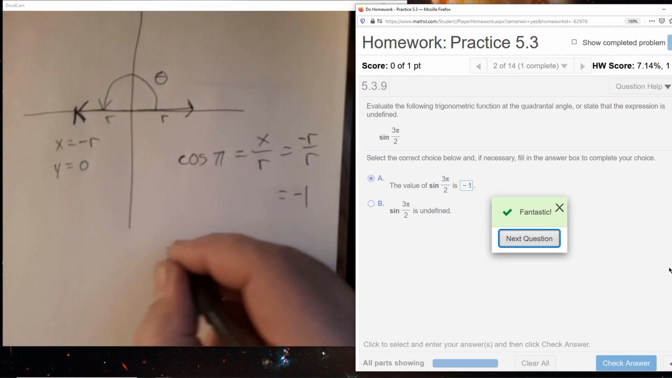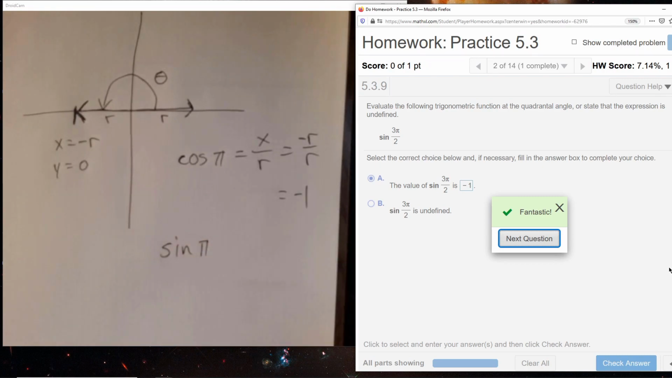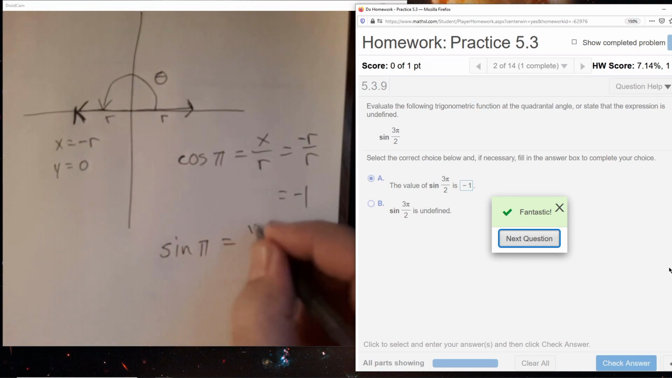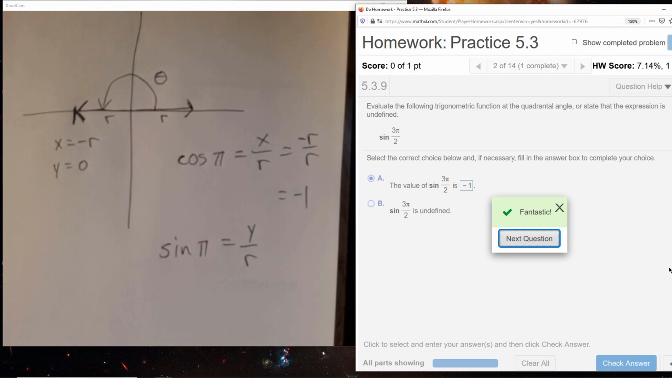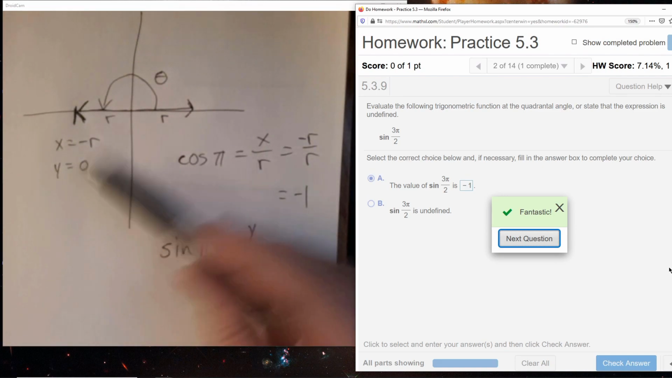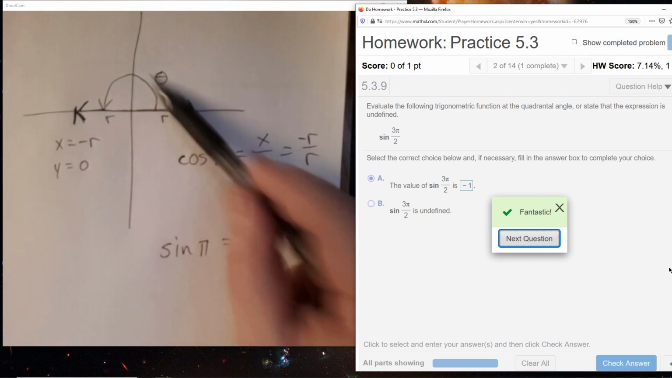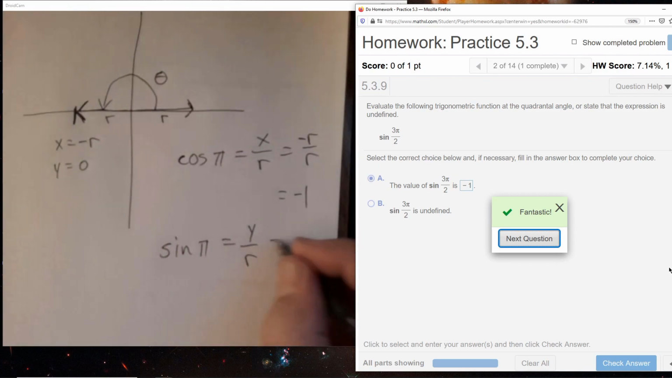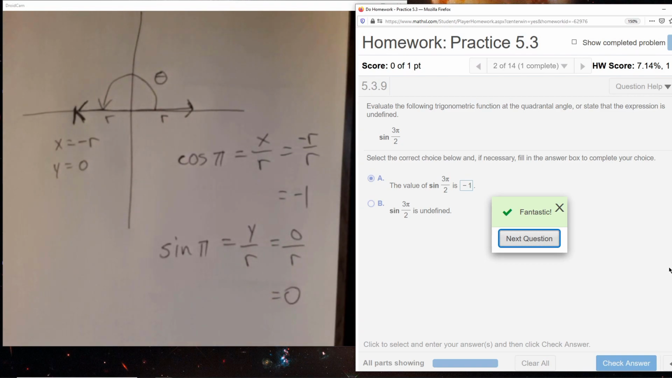And just real quick here, what about sine of pi? Well, we know sine is y over r. And if we look at what we've determined, y is 0 when we do this 180 rotation. And so we'd have 0 over r, which is 0. So just a few more examples there of number 2.